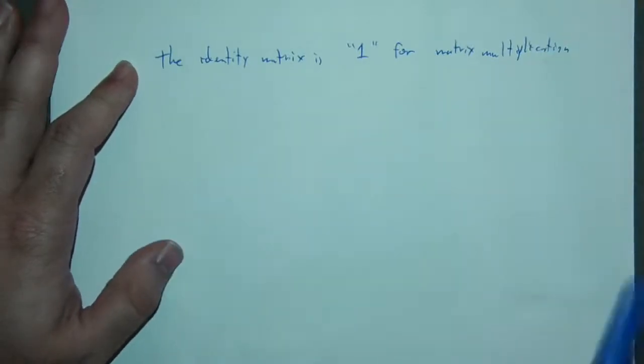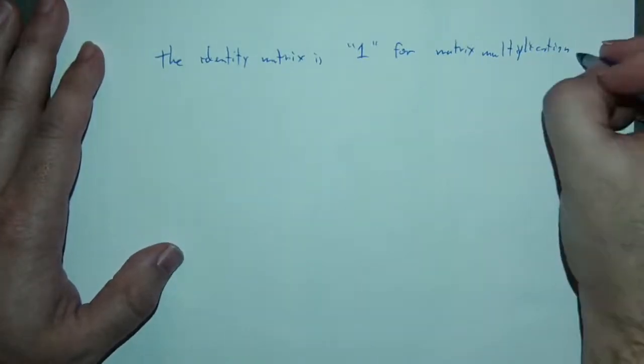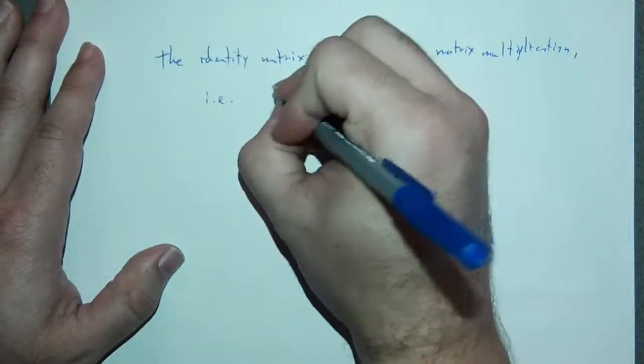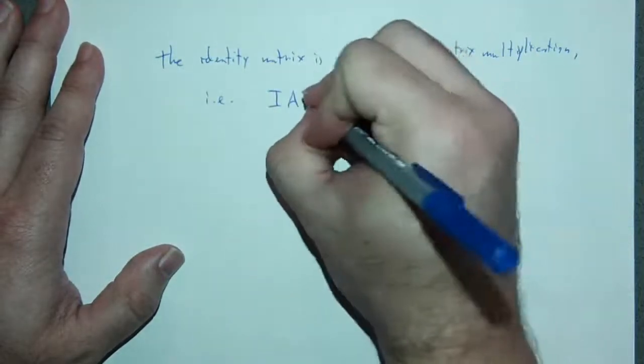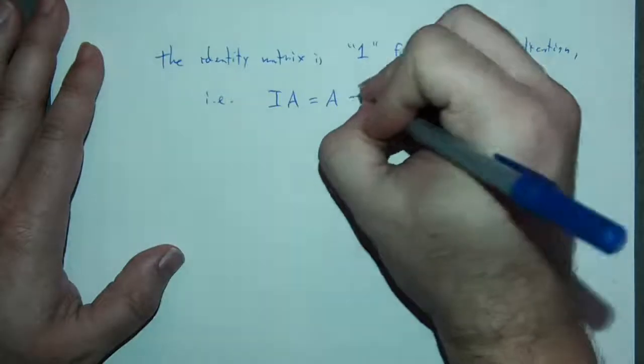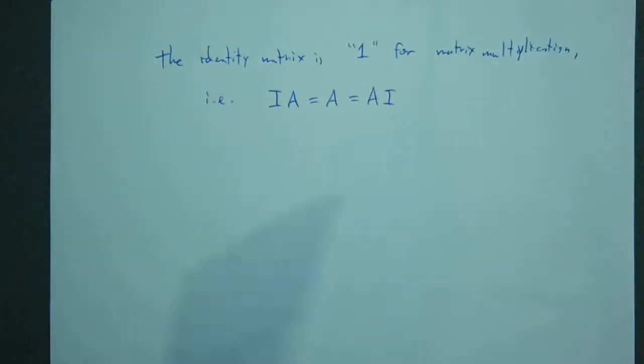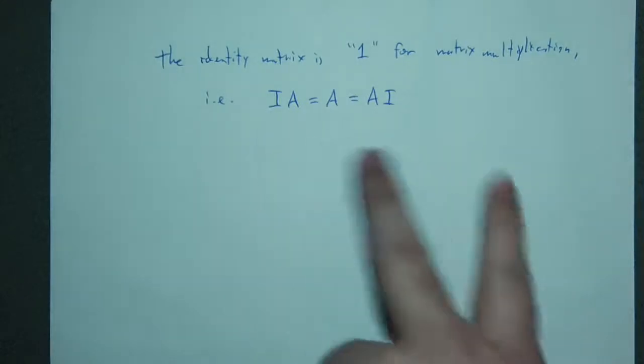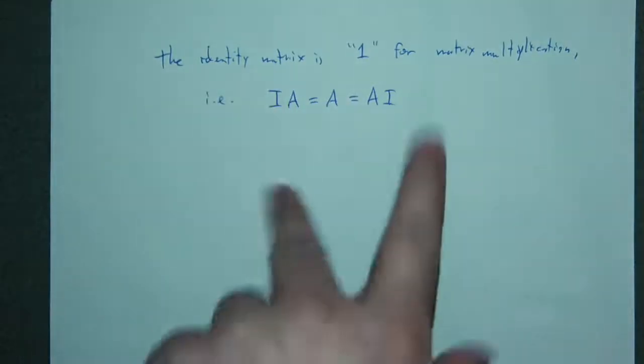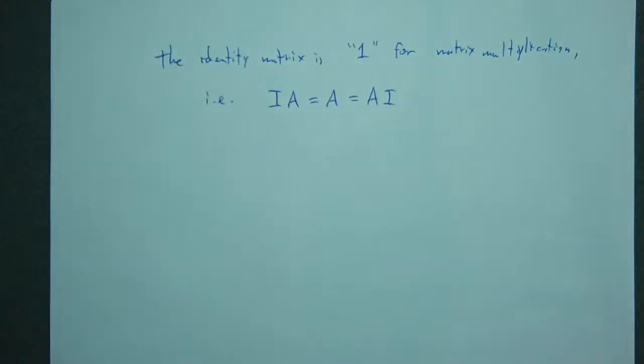So assuming that it's the right size that makes the product defined, i.e. I times A is equal to A, and that's actually the same thing as doing A times I. The reason you need to pay attention to both of those orders is that in general, for matrix multiplication, there's not a commutative property, so you can't multiply in any order. But for the identity matrix, you can. You can check that yourself if you want. Okay.